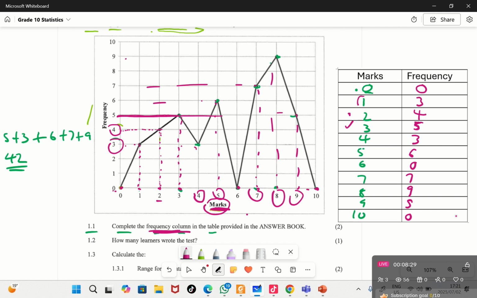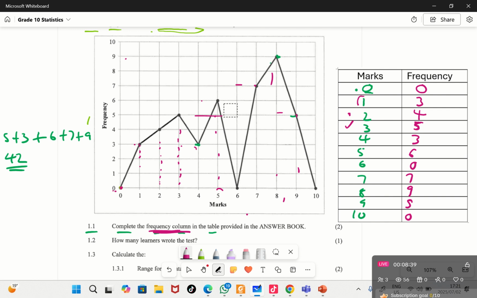Proper stuff. Let me just quickly clear my screen, because we're going to need a nice neat line graph for the following questions. Right, so let's push. We've answered 1.1.